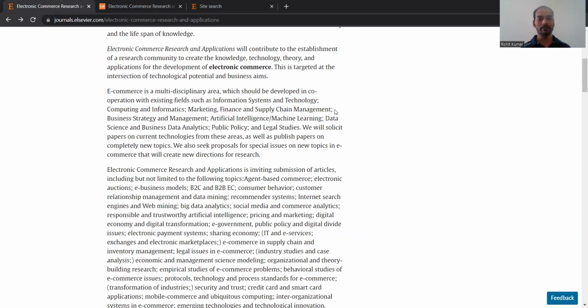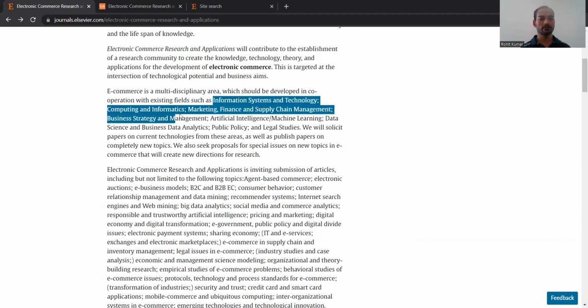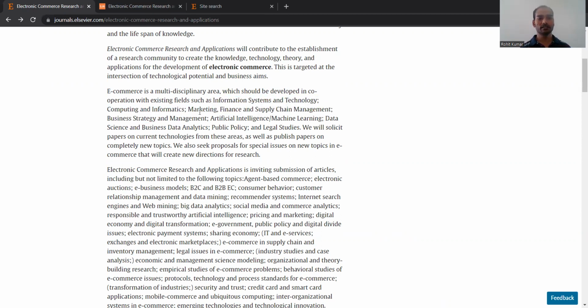Here comes the MBA part. It's the kind of MBA work, and here comes the technological part. Then business strategy and management, again the MBA focus. Then here you can see artificial intelligence, machine learning, data science, business data analytics, policy, public policies, legal studies, or law-related documentation you might also find. It's not dedicated, but obviously it's interdisciplinary.